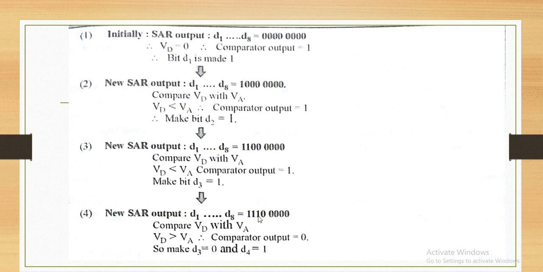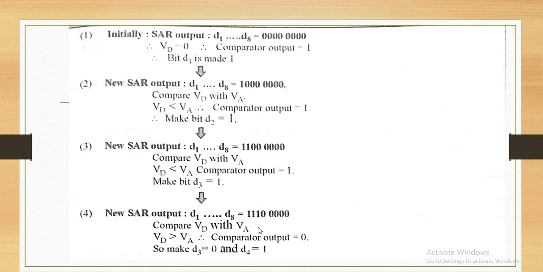Okay, suppose VA is still greater than VD, we will make this D4 as a 1. But here VD is greater than VA, so the reverse process we have to do. We have to make this 1 as a 0 and the next bit as a 1, which means we have to decrease this count. Initially we go on increasing this count, but now as VD is greater than VA, again we have to reduce that VD. So that's why we have made this 1 as a 0 and this 0 as a 1.